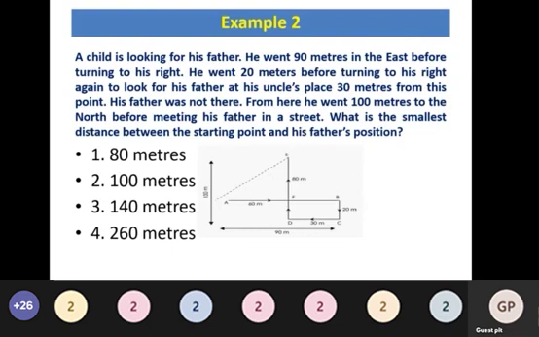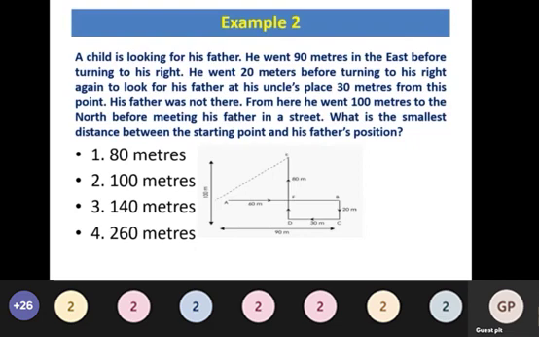The options are given as 80 meters, the second one is 100 meters, the third one is 140 meters, and the fourth one is 260 meters. So based on the theoretical aspect, if you draw the diagram, it is the point between A and B. So for example, what is the smallest distance between the starting point and his father's position?